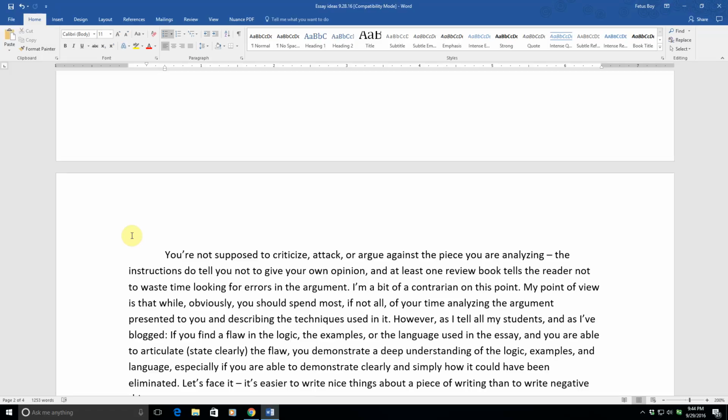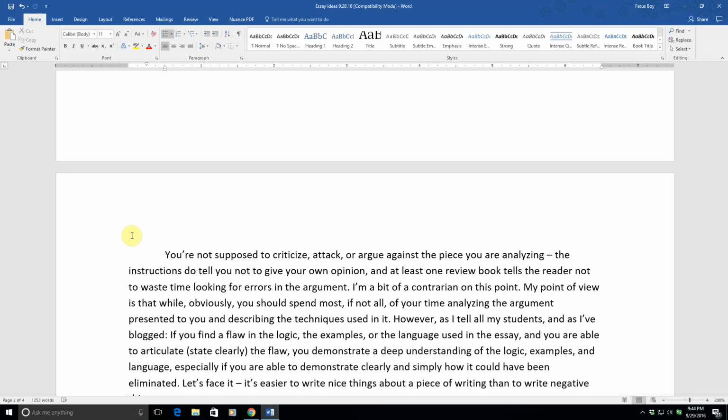you can, however, gain a few extra points by showing any obvious counter-argument that is not addressed, any flaw in the logic, any problem you see with the examples, or the language used in the essay, especially if you are able to articulate, that means state clearly, the flaw or flaws. You'll demonstrate a deep understanding of the logic, examples, and language, especially if you're able to demonstrate clearly and simply how it could have been eliminated.